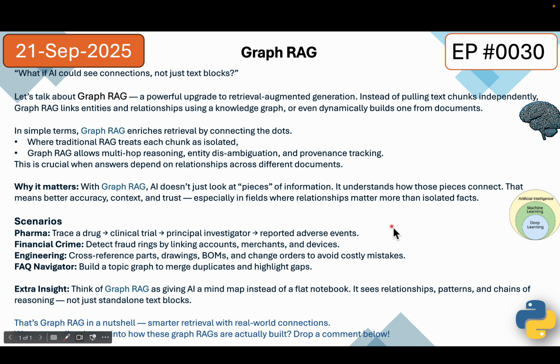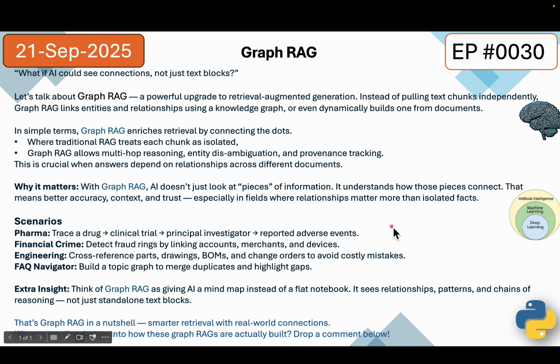What if AI could see connections, not just text blocks? Let's talk about GraphRag, a powerful upgrade to retrieval augmented generation. Instead of pulling text chunks independently, GraphRag links entities and relationships using a knowledge graph, or even dynamically builds one from documents. In simple terms, GraphRag enriches retrieval by connecting the dots.